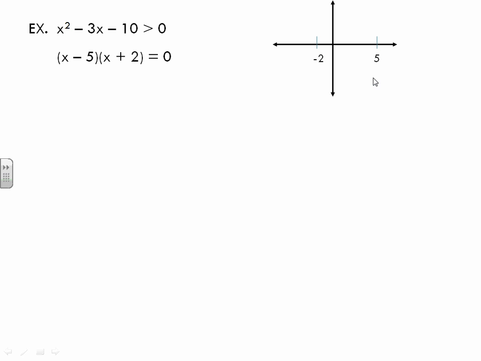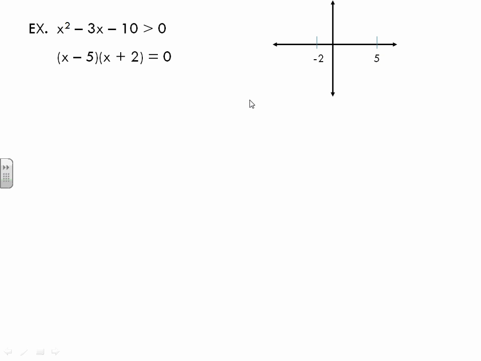Now over here, I am doing kind of an informal graph. It doesn't need to be accurate or on graph paper, and you don't necessarily need to do this if you really understand what's happening here. These 2 places is where the graph is going to cross the x-axis.